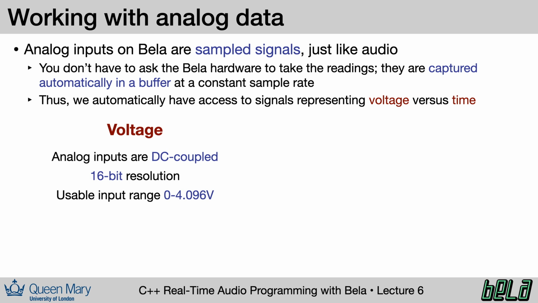The usable input range between 0 and 4 volts is converted in the Bela software into a value between 0 and 1, which is returned to your code as a float. This gives us the first things that we need to know to understand the correspondence between hardware and code.